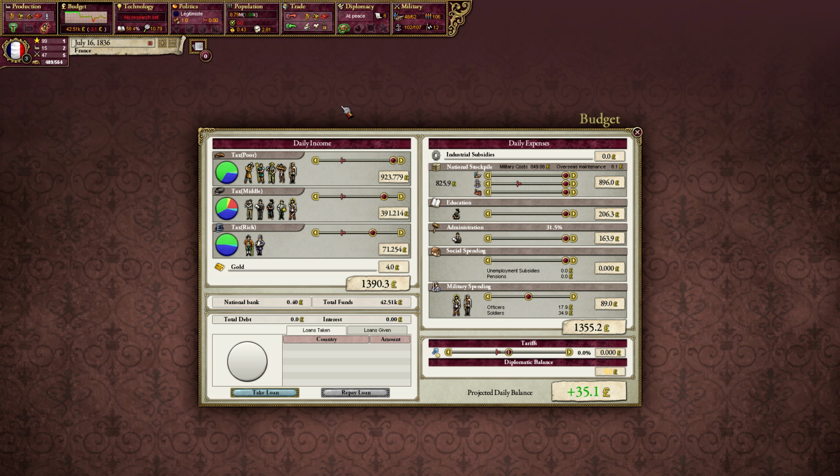Now, this is split up into two sections. This section here is all about our income, and this section here is all about our expenses. In this section we have the three types of taxes: the taxes for the poor people, the middle class, and the rich. You can see here that the poor people split up into 5 groups. We have craftsmen, farmers, labourers, slaves, and soldiers.